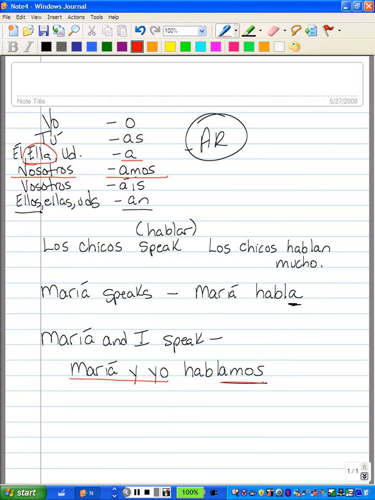Once again, if you want to make any of these sentences negative, you always put the word no directly in front of the conjugated verb. So right here, to say the boys don't talk a lot, it would be los chicos no hablan mucho. If you want to say she doesn't speak, it would be Maria no habla. If you want to say we don't speak, it would be Maria y yo no hablamos. Alright, this concludes the session for AR verbs.